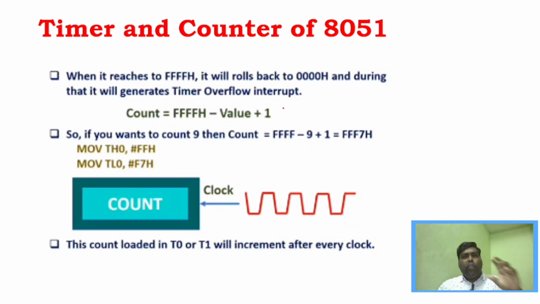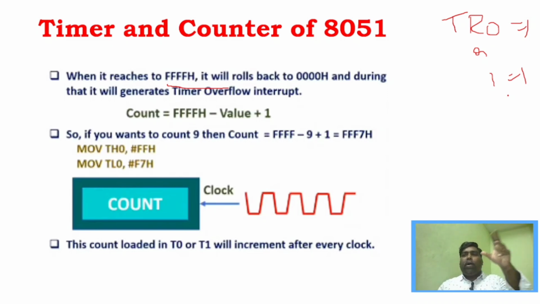Before starting the program, we know the timer will overflow whenever it reaches FFFFH, and we need to feed the count value. Whenever we need to start the timer, we have to make the TR0 bit 1 or the TR1 bit 1, so it will start the timer. But before that, we have to give the count value for the timer so that it will start from that particular value.